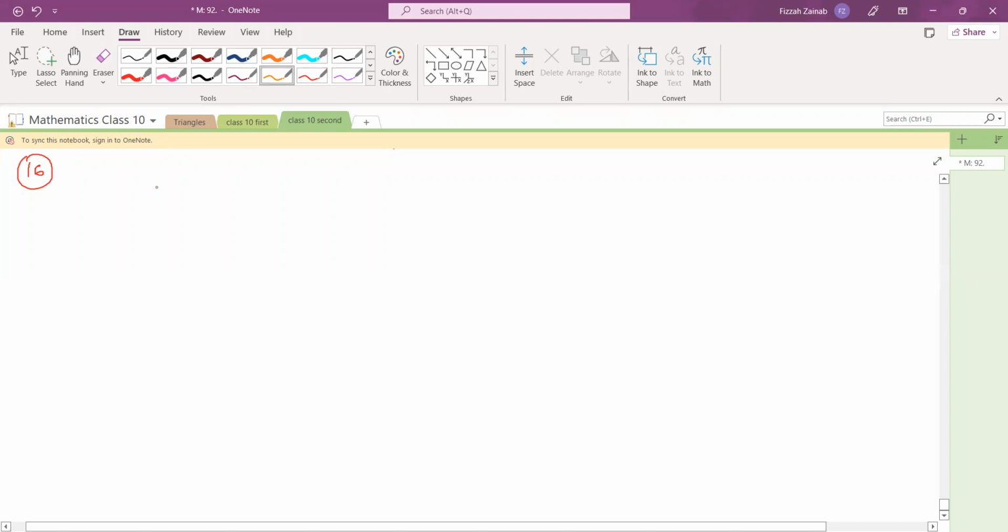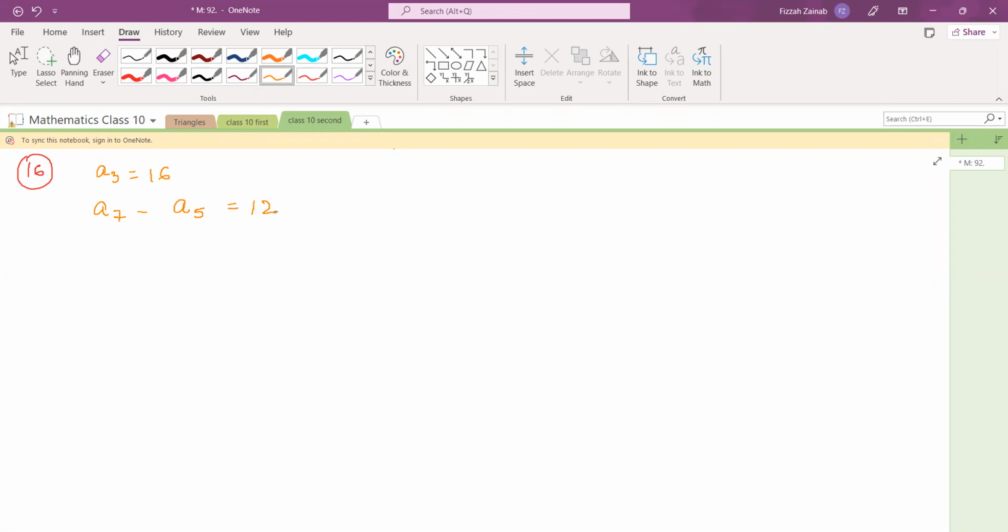Determine the AP whose third term is 16. So A3 is 16, and the seventh term exceeds the fifth term by 12. So A7 minus A5 is equal to 12. So this is given in the question. You have to find the AP and nothing else is given. Okay.